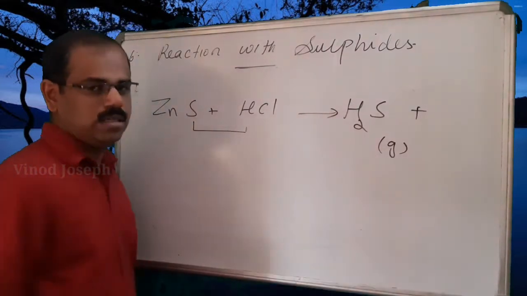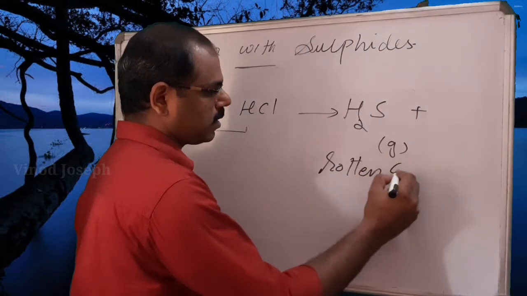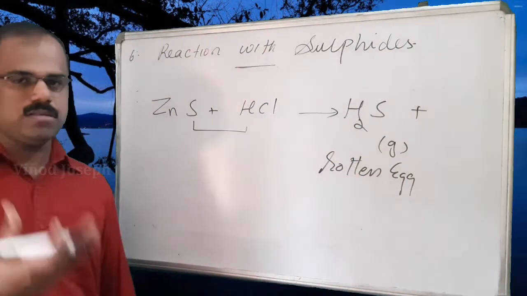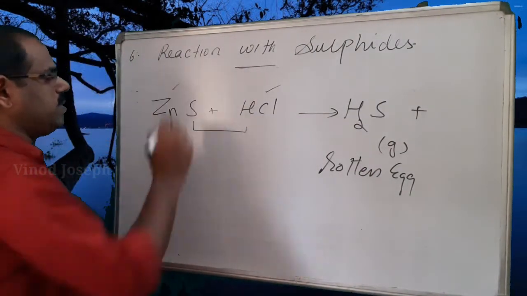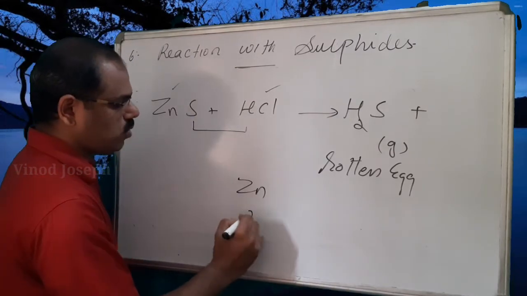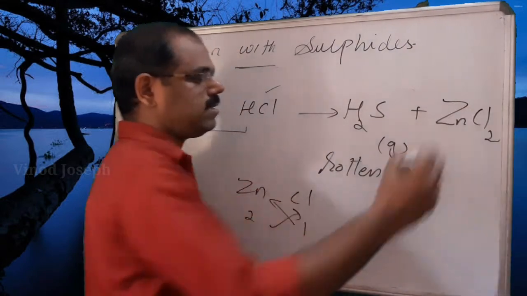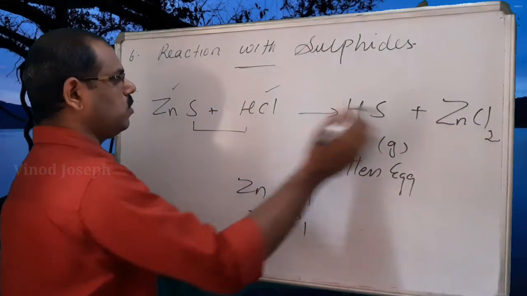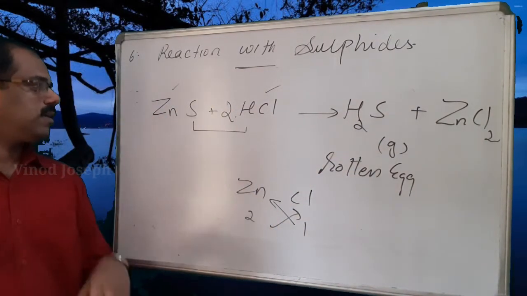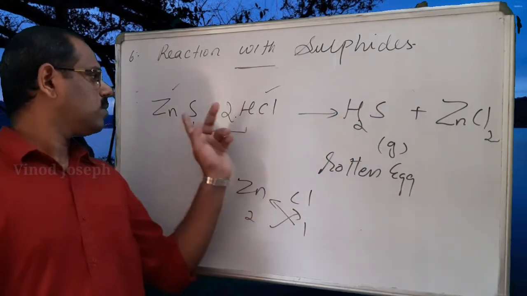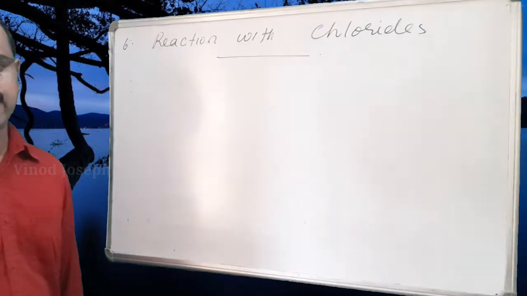It is a gas with a particular smell, the smell of a rotten egg. That is the characteristic smell of H2S, hydrogen sulfide. The chloride of zinc: the valency of zinc is 2 plus, chlorine minus 1. If you crisscross, you get the formula of zinc chloride, ZnCl2. To balance, we put 2 here: 2 hydrogen, 2 chlorine, 1 zinc, 1 sulfur. The equation is balanced.